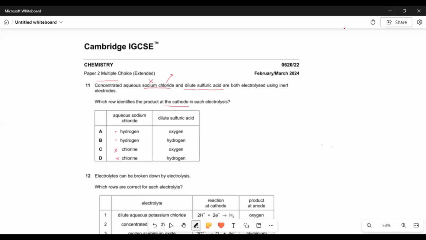In another cell, dilute sulfuric acid. Dilute sulfuric acid means hydrogen gas is produced at the cathode, while oxygen is produced at the anode. So it is asked about the cathode. So for both, the answer would be hydrogen. So the correct option is B.